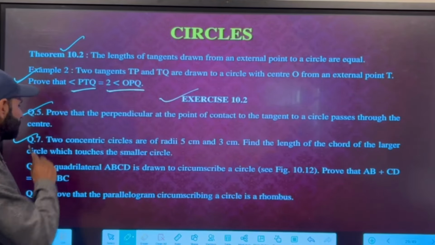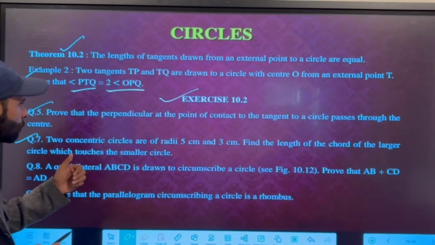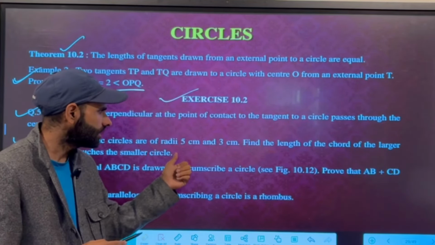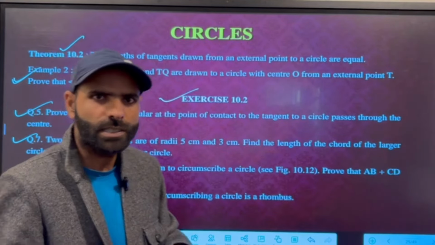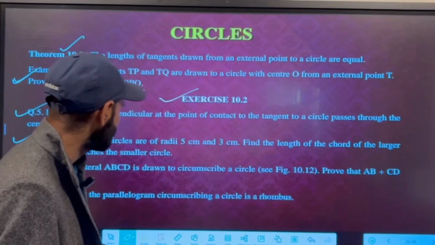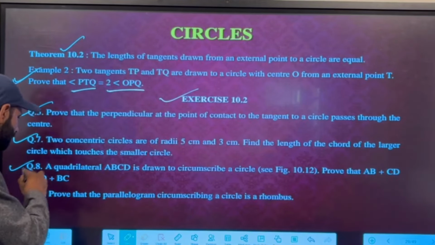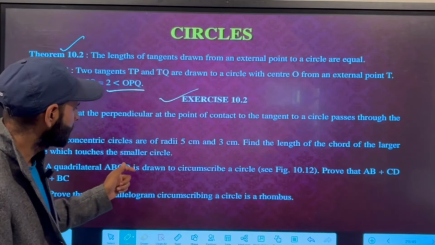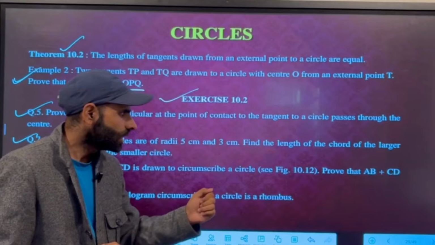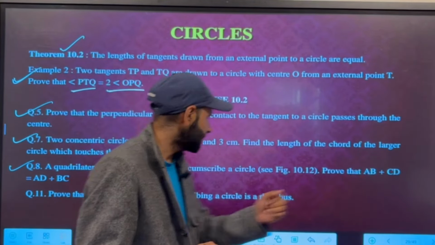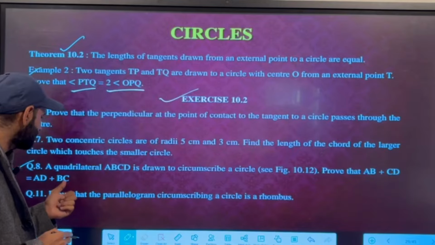Question number 7 from the same exercise. Two concentric circles are of radii 5 cm and 3 cm. Find the length of the chord of larger circle which touches the smaller circle. Question number 8. A quadrilateral ABCD is drawn to circumscribe a circle. Prove that AB plus CD is equal to AD plus BC.